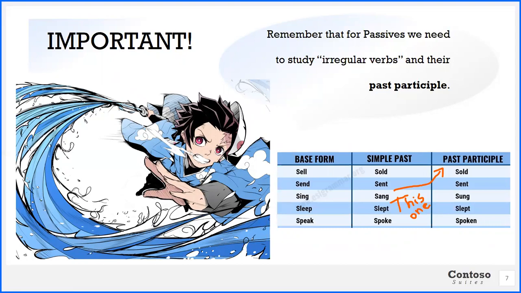Since we're using past participle, we need to practice the past participle of the irregular verbs. Okay, so for regular verbs, we just add an ed, but for irregular verbs, we would need to practice a lot. So here we have an example: sell, sold, sold, speak, spoke, spoken. So we need to have these memorized, or at least the main ones that we use, so we can use passive sentences.